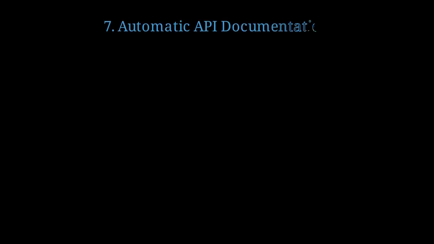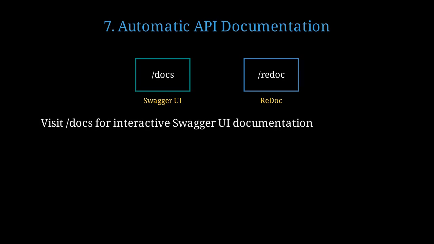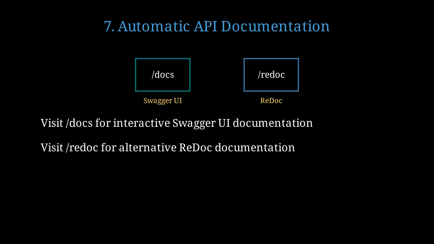One of FastAPI's best features is automatic interactive API documentation. FastAPI automatically generates two types of interactive documentation at /docs and /redoc endpoints. The /docs endpoint provides Swagger UI where you can test your API interactively. The /redoc endpoint offers an alternative documentation interface with a different style.